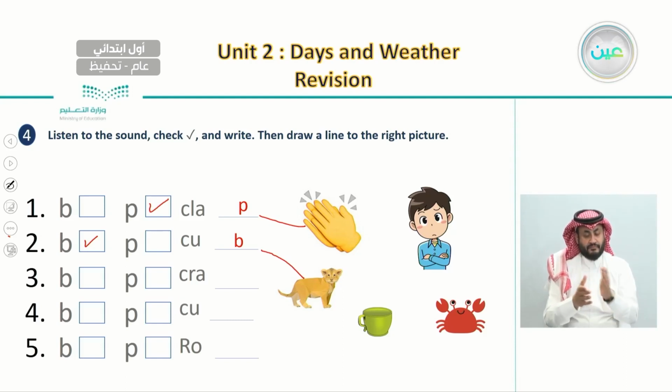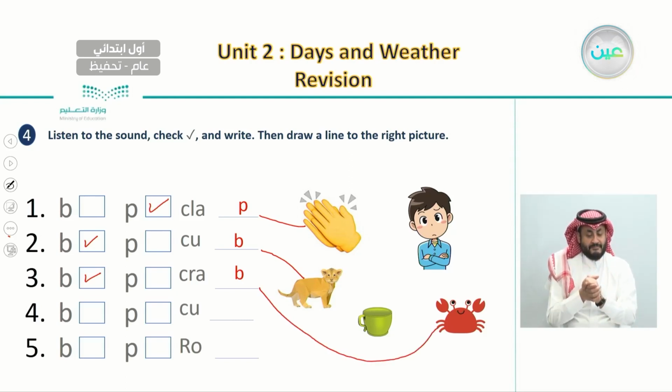Now let's listen to the third word. The third word is crab. Crab. So crab ends with letter B. So here we put a check mark and we write letter B. So here we do match it with the picture.